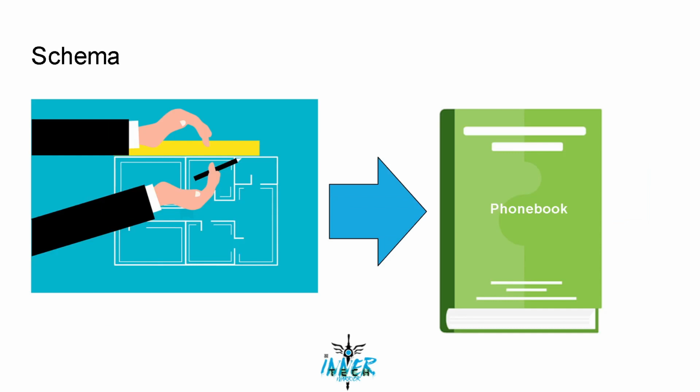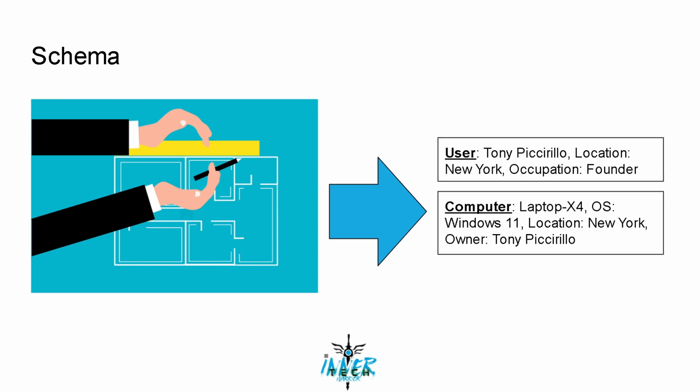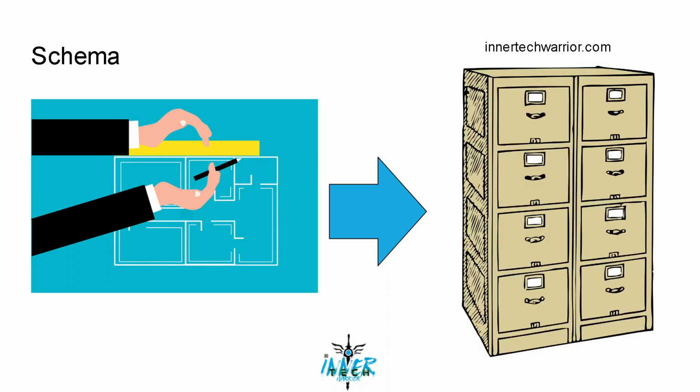So the schema is like the rules for what can go in the phone book. It defines what kind of objects can exist and what information can be stored about them. For example, in intertechwarrior.com, the schema says we can have user objects and computer objects. For the user accounts object, our schema says we can store information like their name, email, work location, and department. For the computers object, our schema says we can store information like the computer name, location, who the computer belongs to, and its operating system. Think of schema like the blueprint that helps us organize all the information in our domain.